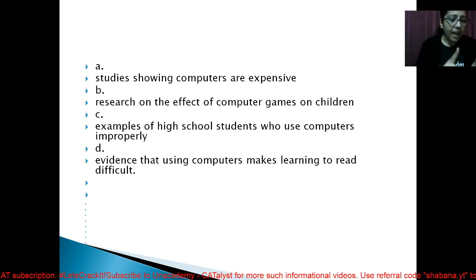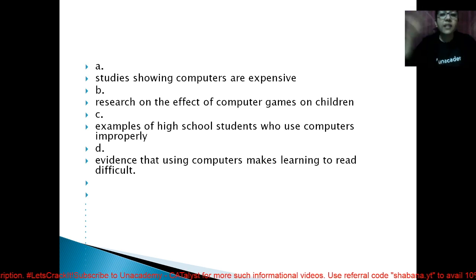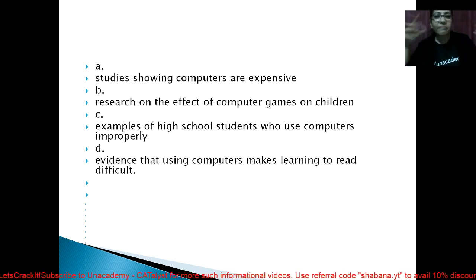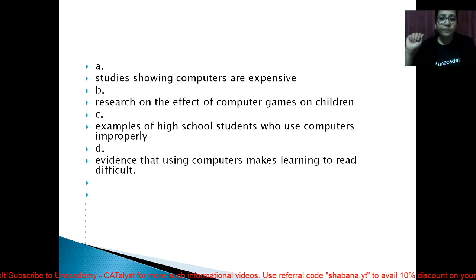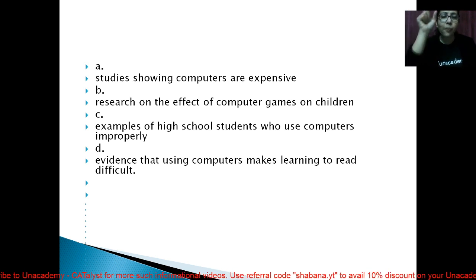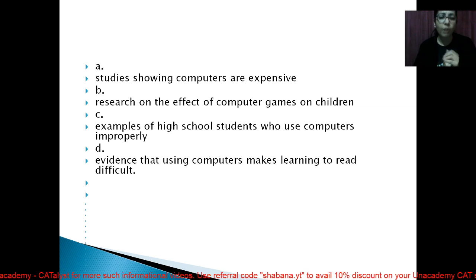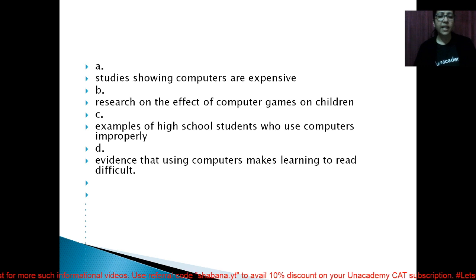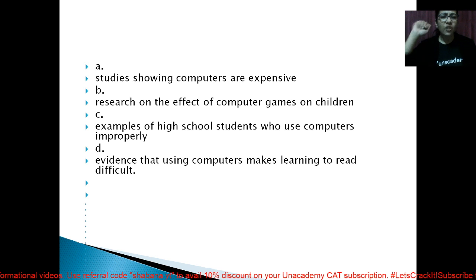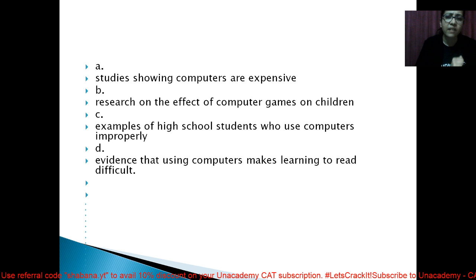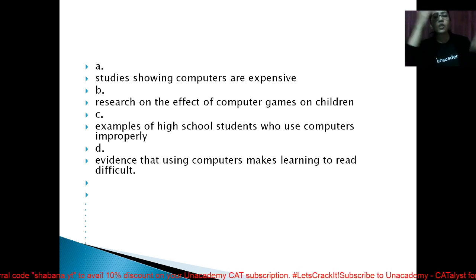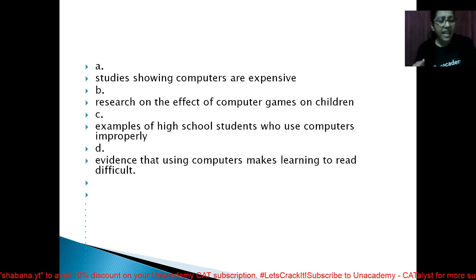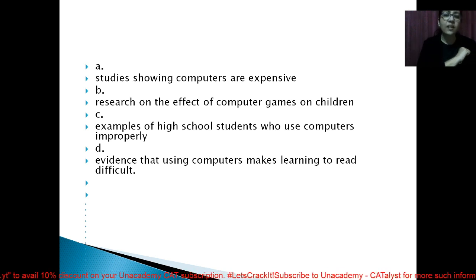Guys, those of you who got B, let me tell you this. Which effects? Positive or negative? It is not telling us, so we don't know. Unless your option says positive or negative, you cannot go with that option. So research on the effect, neutral. B is out. Number C, examples of high school students who use computers improperly. So guys, if high school students use computers improperly, does it prove that even small children should not be given this? There are many things that younger children grasp better. C is nonsense. This does not support it.